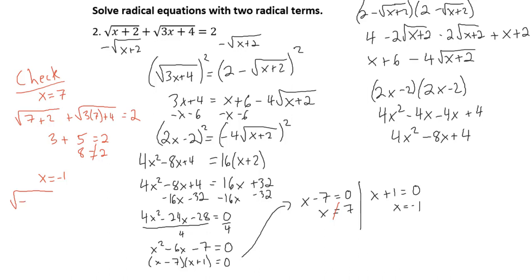And we get square root of negative 1 plus 2 plus square root of 3 times negative 1 plus 4 needs to equal 2. Negative 1 plus 2 is 1. Square root of 1 is 1. Plus negative 3 plus 4 is 1. Square root of 1 is 1. And 1 plus 1 does equal 2. So this is our solution.